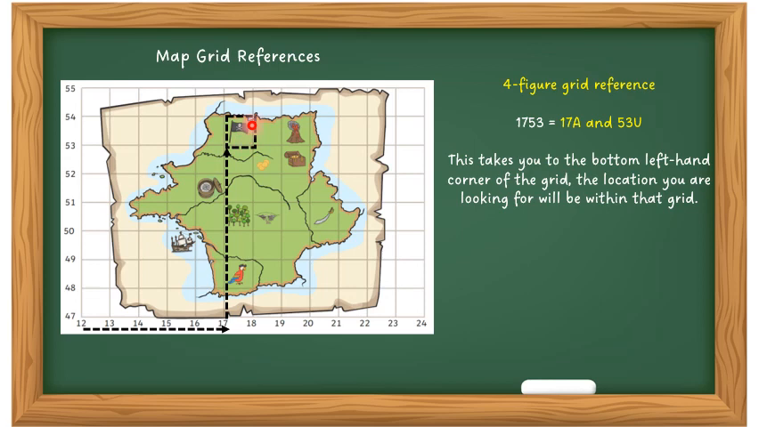I know that's a flag, but it could be an Ordnance Survey map with a lot of different things within that area, and you have to go and search for what you're looking for. So that's a 4-figure grid reference.